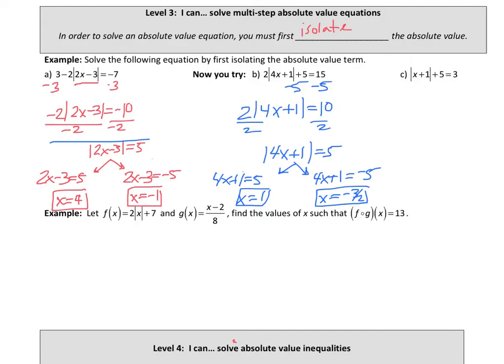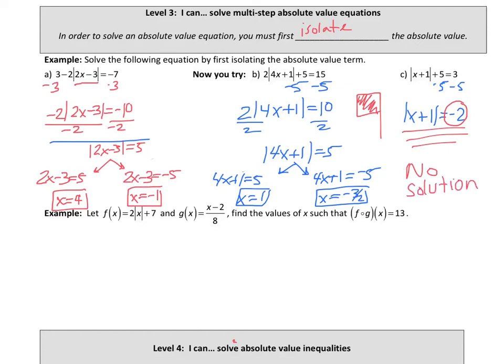Okay, so this one actually is even easier because there's no multiplication out in front. So literally all you have to do is subtract 5. So you get absolute value of x plus 1 equals negative 2. Now, there should be a red flag jumping up at you right now. Here's the red flag. Anytime an absolute value has to be set equal to a negative number, you immediately, right away, know it's no solution. There is no way that absolute value ends up equaling a negative.